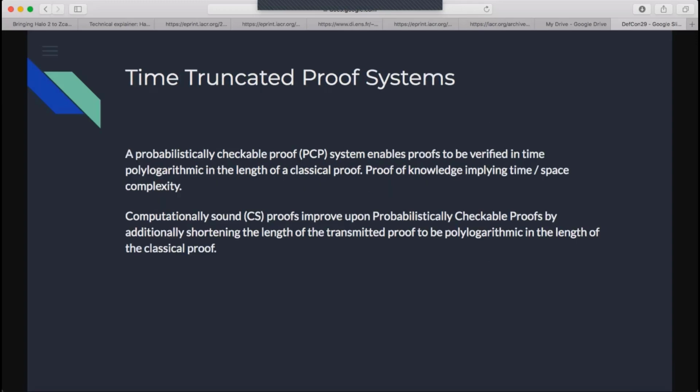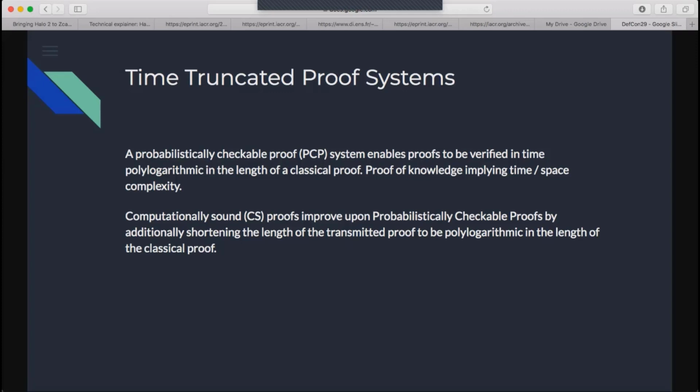So we want to give a little more detail about time truncated proof systems. As we have mentioned, probabilistically checkable proofs, PCP, is a very vast area in cryptography. The PCP theorem is something everyone should refer to if they are working on zero knowledge proof systems. PCP systems enable proofs to be verified in time polylogarithmic in the length of a classical proof. This is why the PCP theorem is at the heart of zero knowledge proof systems. The main equivalence is that proof of knowledge is equivalent to time space complexity. This equivalence is leveraged or harnessed in building time truncated proof systems.